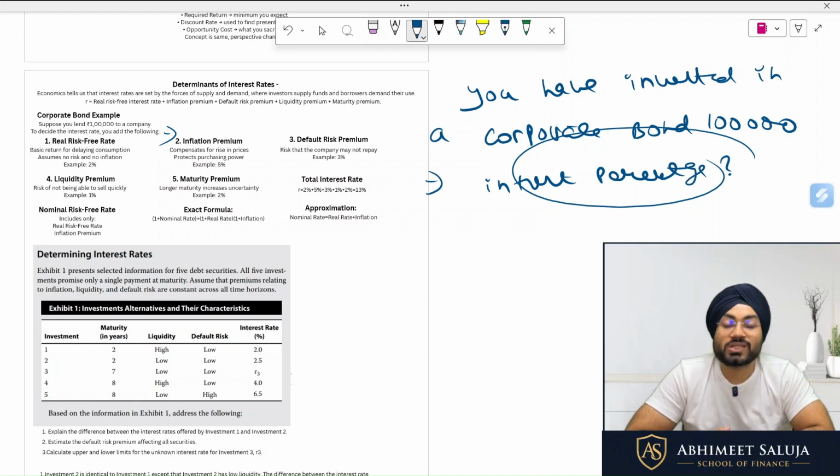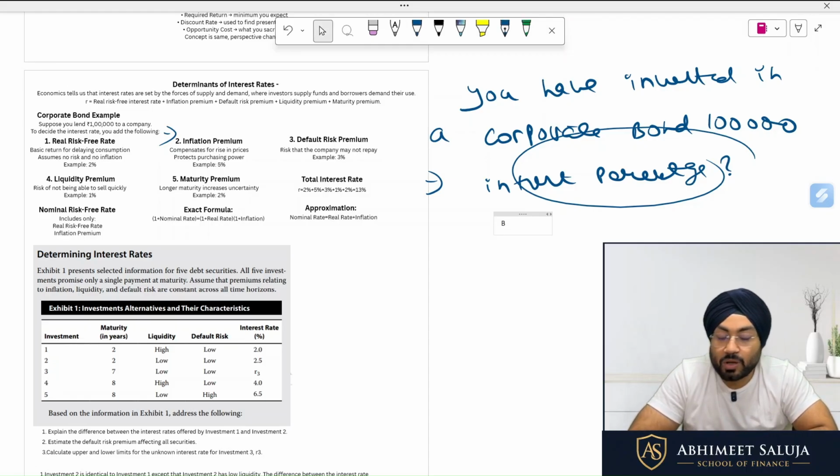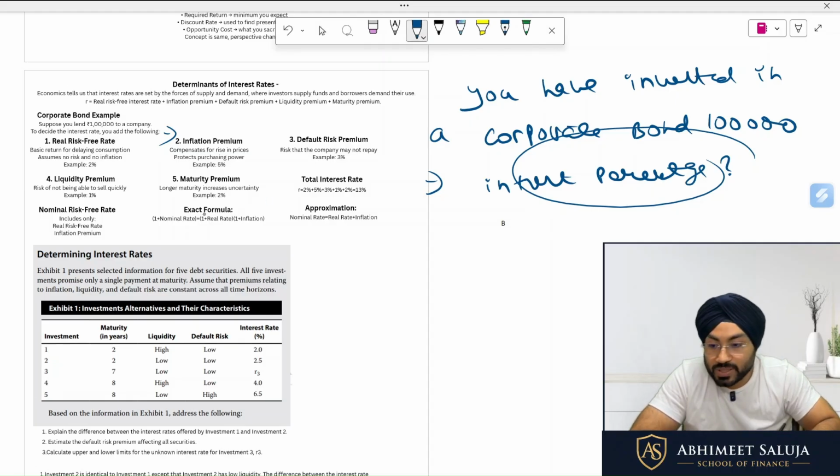All right, now to decide that, you will be adding several factors, first being the real risk-free rate, because now you are not consuming that $100,000. You are lending the money, you are not consuming it. You could have consumed it and enjoyed the product or services. You have foregone that consumption, so you naturally demand some kind of compensation for it, that is the real risk-free rate. So suppose your real risk-free rate is 2%.